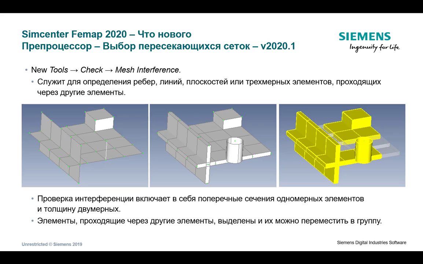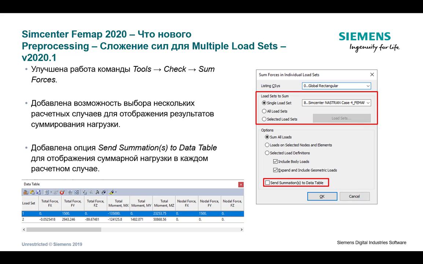We're going to finish off the pre-processing section by talking about a couple more tools on the tools menu. The first is the tools check mesh interference command, which is used to determine if any edges of any line, planar or solid elements pass through other elements. The interference check includes cross-sections of line elements and the thicknesses of planar elements. Elements which interfere are highlighted, and the user is offered the option to create a group of the elements that are currently interfering.